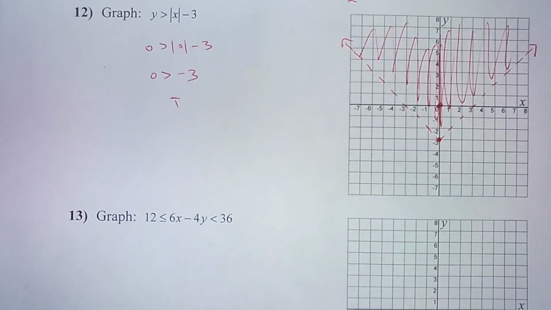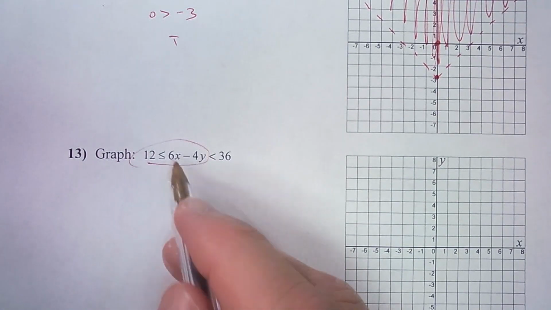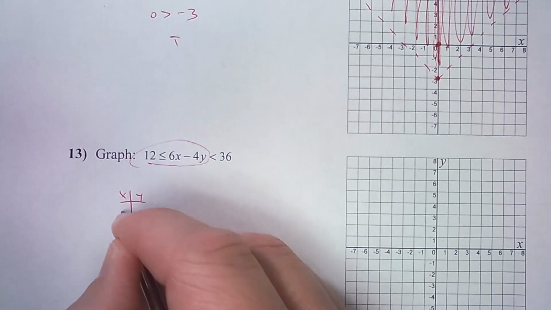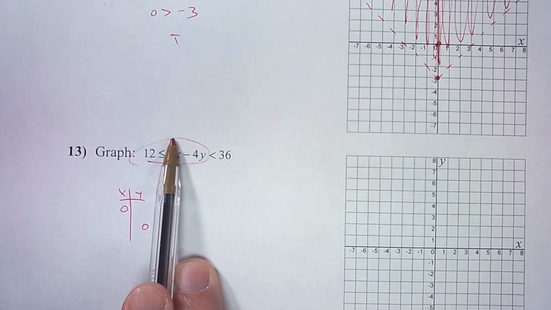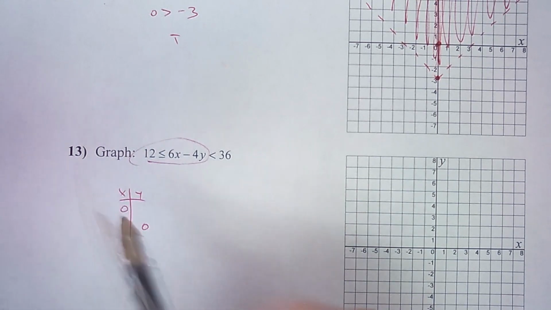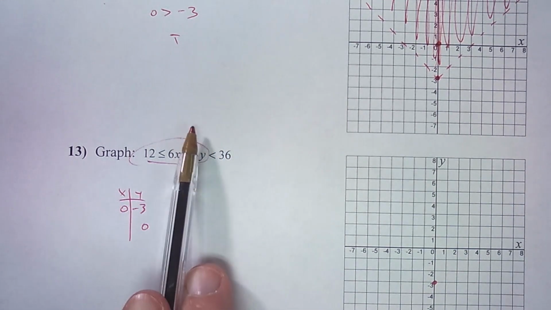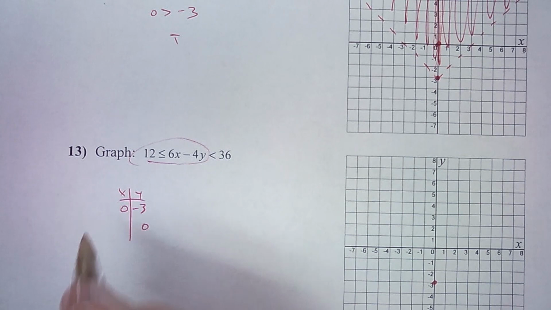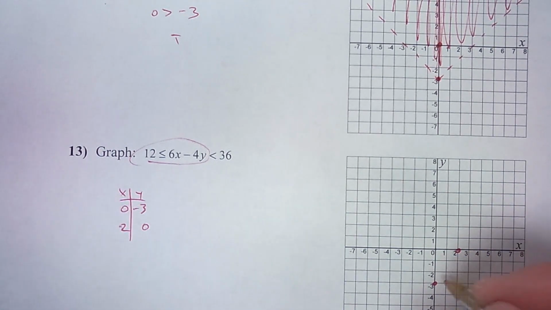Okay, here we have a compound inequality. Okay, so I've got an inequality right here. So I'm going to make an XY chart, 0 and 0. Put in 0 for X. And 12 divided by -4 is -3. So I have 0, -3. Put in a 0 for Y. 12 divided by 6 is 2. So I have 2, 0. Up 3 and right 2. And I'll do that as many times as I can. And down 3 and left 2.